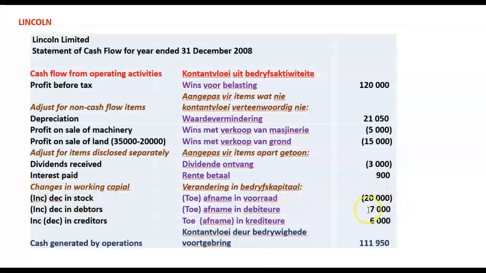So therefore 20,000 was an increase in inventory. If it is in brackets, that means that was an increase. If it was a decrease, it would have been out of brackets. That is what that means. 20,000. There was also a decrease in debtors of 7,000. And then there was an increase in creditors of 6,000. And that then gives us total cash generated by operations of 111,950.